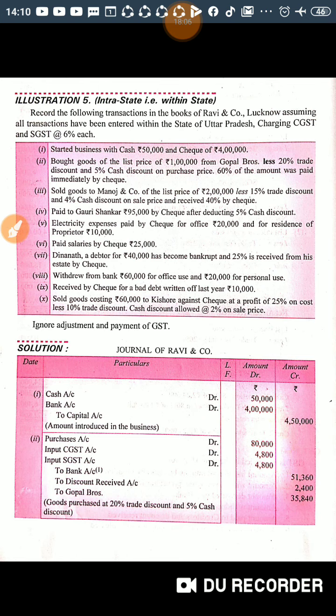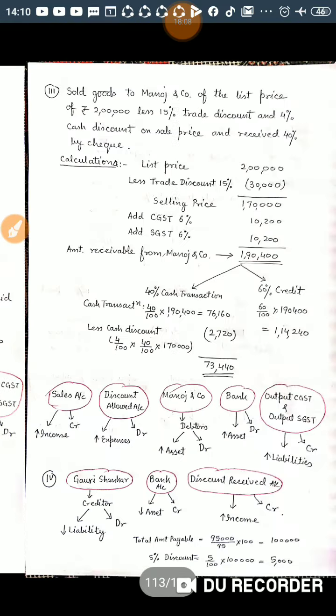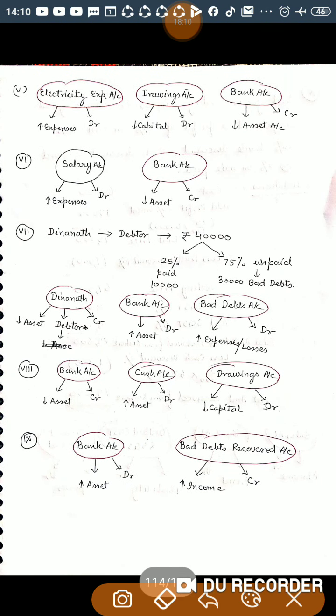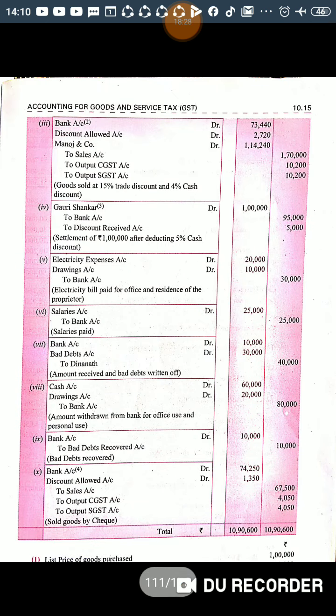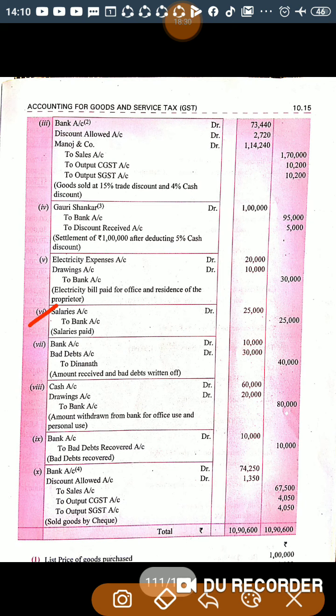So salary and bank are involved. Salary is an expense, and it is increasing in the business, so it should be debited. Bank is an asset, and it is decreasing because we are making payment through check, so it should be credited. So the journal entry will be salary account debited 20,000, to bank, salary paid.